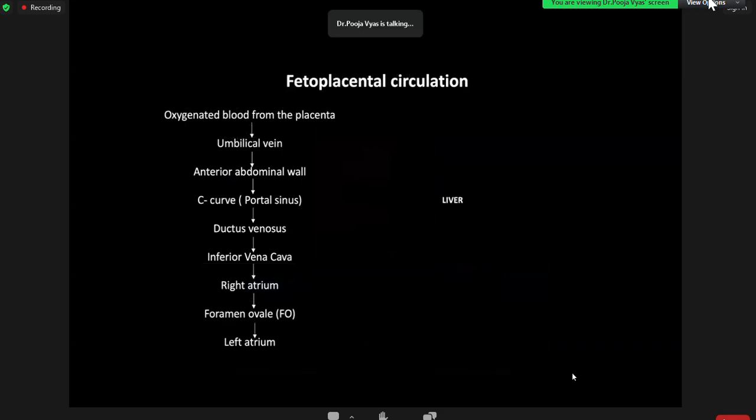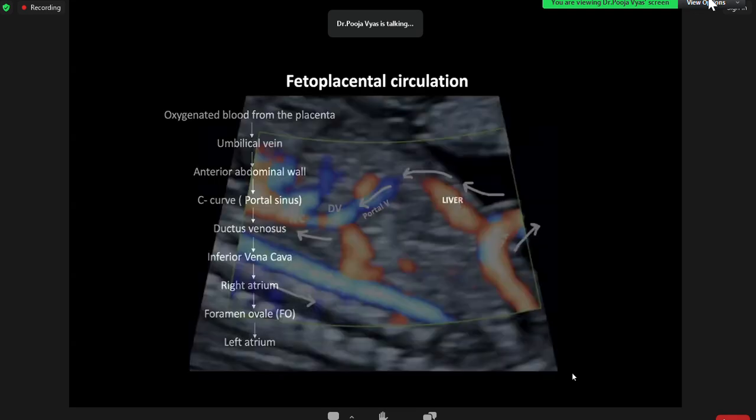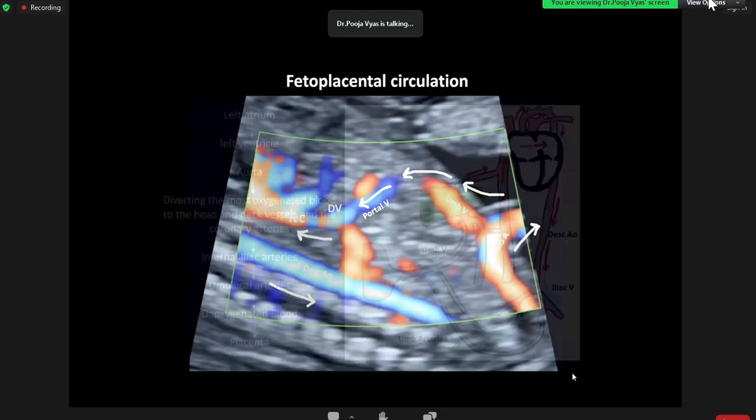Now moving on to feto-placental circulation. As we know, oxygenated blood from the placenta goes through the umbilical vein into the anterior abdominal wall and it reaches the ductus venosus. From there, it goes to the inferior vena cava and the right atrium through the foramen ovale into the left atrium. So all the oxygenated blood has reached the left atrium over here, as we can see in this diagram.